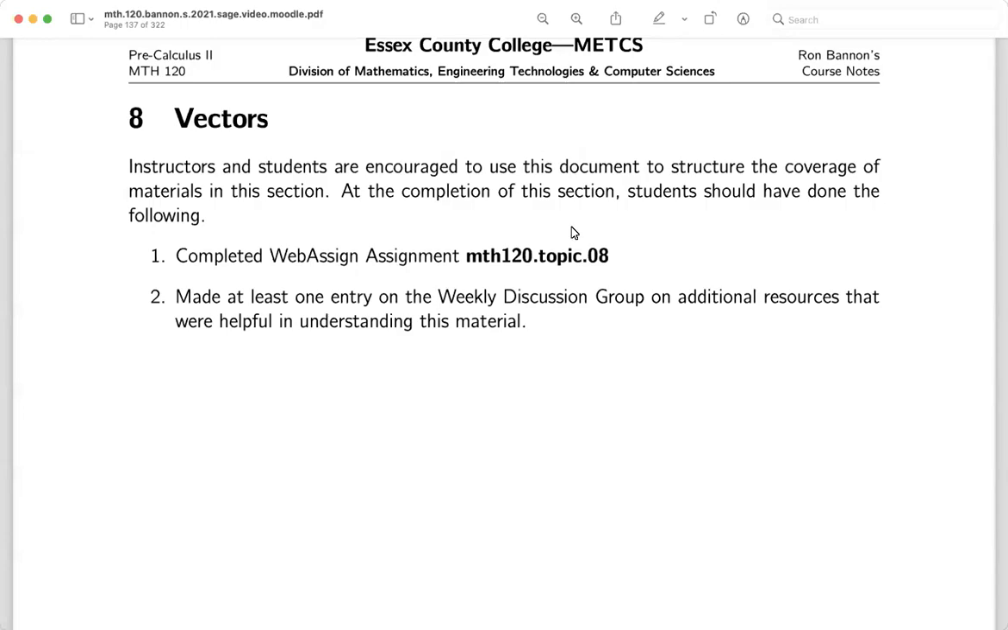Okay, we're in section 8 of the notes. This is a section on vectors. I realize if you're taking physics at Essex College, they might deal with vectors a little bit differently than we're dealing with. But certainly as you move forward in mathematics, this is typically the way vectors are going to be dealt with. All right.